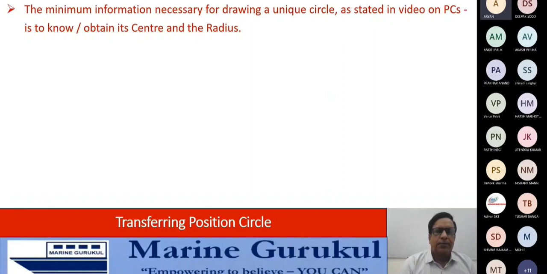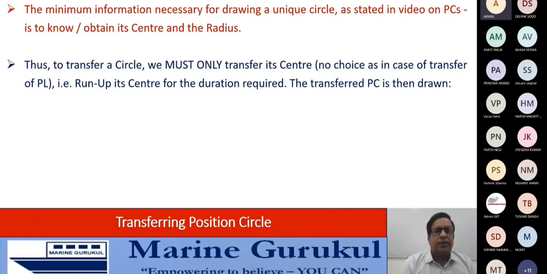Now, the minimum information required to draw a unique circle on a plane surface, and in our context, a unique position circle, is that we need to know or obtain its center and radius. So we need to carry out an exercise which gets us the center and the radius. Thus, to transfer a circle, we must only transfer its center.